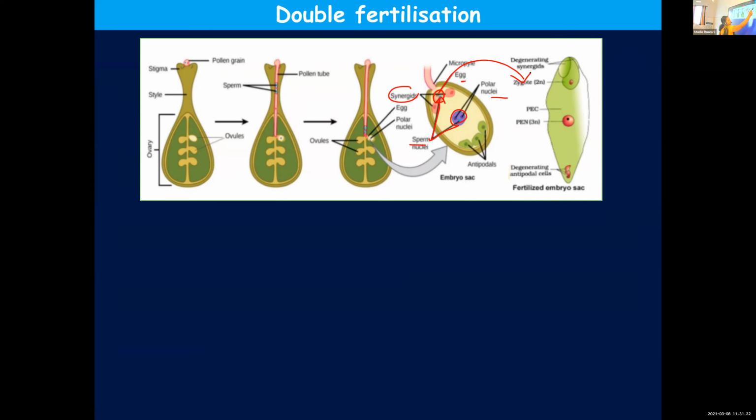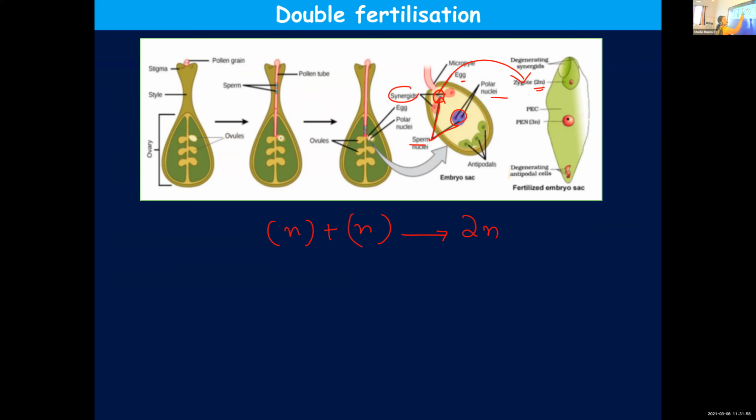You have written here it is 2n. 2n means diploid, the paired condition of chromosomes. Male gamete is haploid, N. Female gamete is also N. You know that in gametes, the chromosomes will be in the unpaired condition. And in the zygote, it will be 2n, the diploid condition, where chromosomes will be in the paired condition.